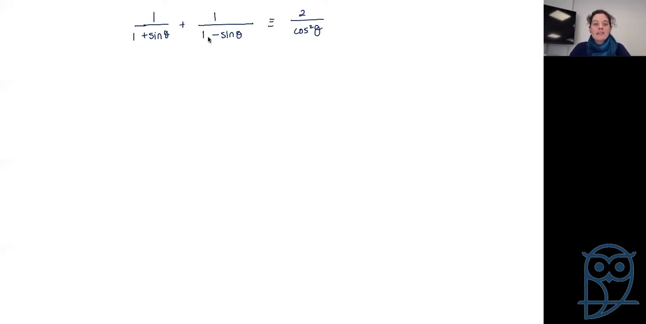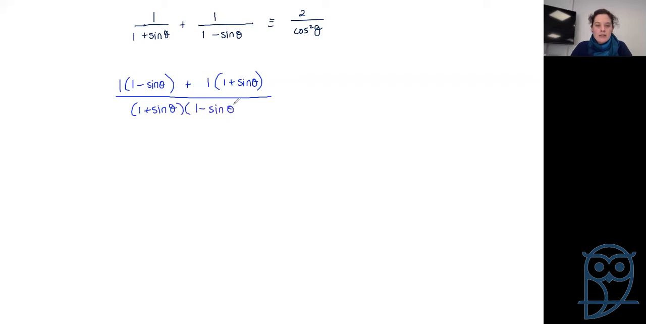So our common denominator would be 1 plus sine, 1 minus sine. So we're going to have to multiply accordingly. If we multiply top and bottom by 1 minus sine, we're going to get 1 minus sine theta, then plus 1, and on this one we'll be multiplying by 1 plus sine theta, top and bottom, so 1 plus sine theta, all over 1 plus sine theta, 1 minus sine theta.